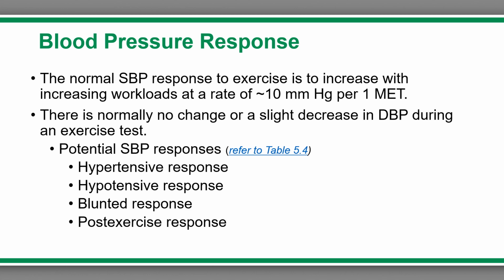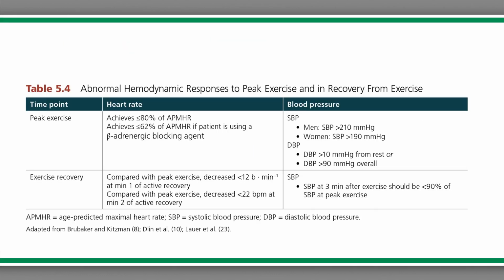Table 5.4, let's look at that a second. So table 5.4 gives us our abnormal peak and recovery exercise. So it has our heart rate and recovery. If we look at the second column, men peak exercise could be over 210. Women can be over 190. That's abnormal. Diastolic, more than 10 from rest, or 90 if it's women, or greater than 90 overall.